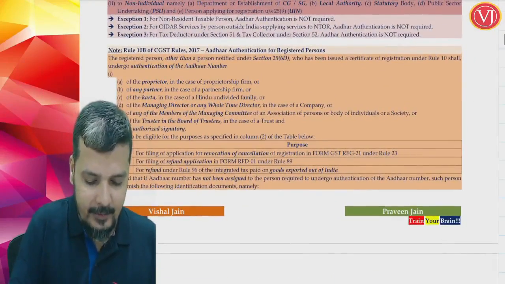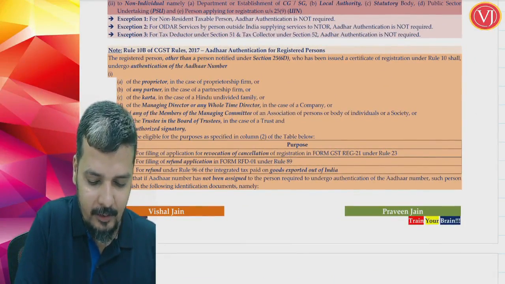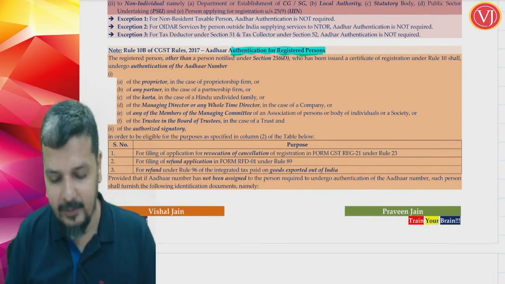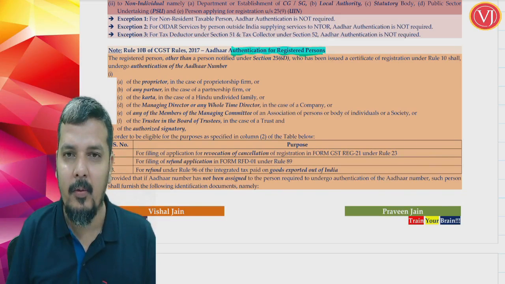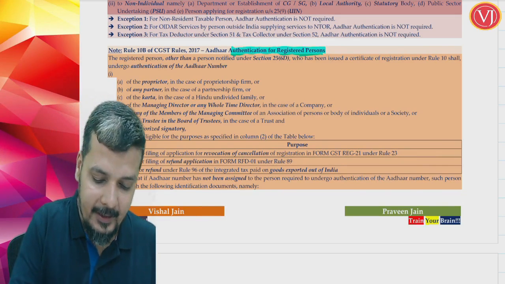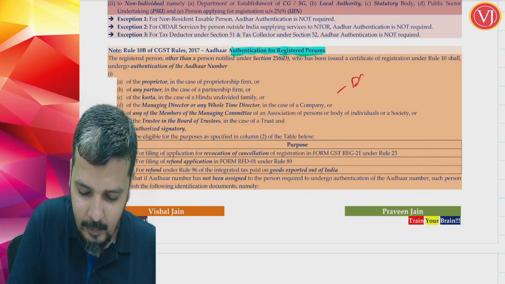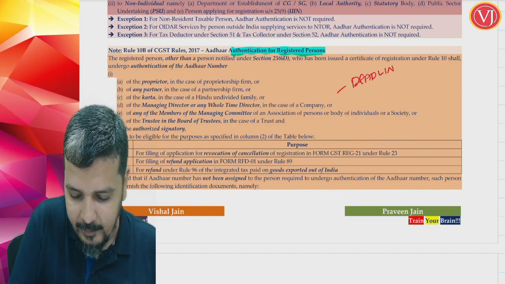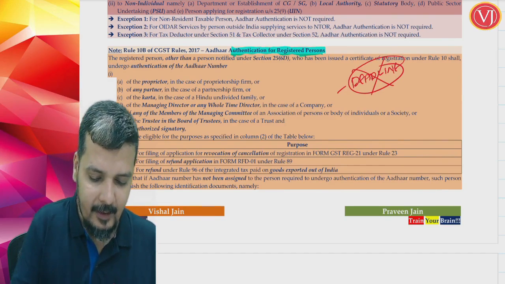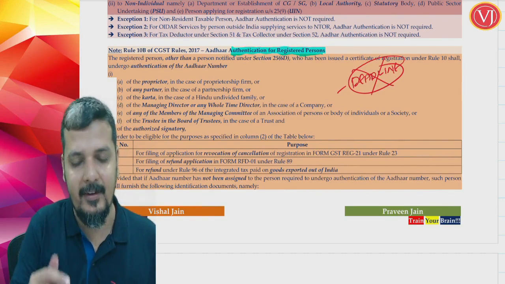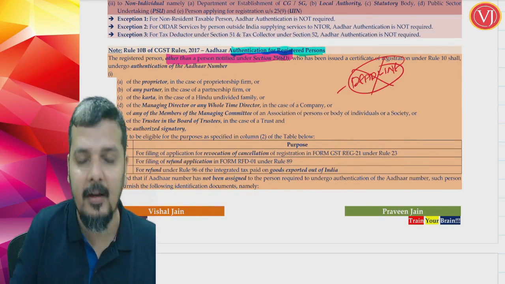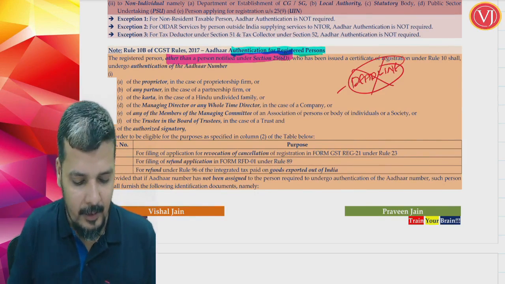You are talking about Aadhaar authentication of an already registered person. Now they tell that you have to link your Aadhaar. Again I repeat, is there a deadline? No, there is no deadline. They just tell that you please link your Aadhaar, other than those exempted. We'll be seeing the exempted category also. Other than those who are exempted under Section 25 subsection 6D, you have to link your Aadhaar.